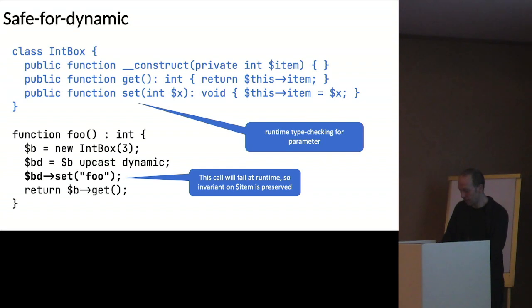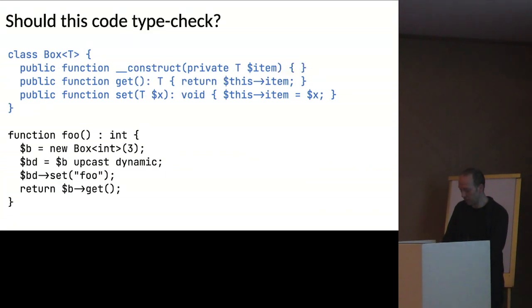Here's a harder example. Take a moment to think about whether this code should type check. The whole thing. So we have declaration site generics, and an important thing to know about generics in Hack is that they're erased before runtime. And this means that you can't check a generic type in a parameter because it's not around. The runtime doesn't know about them.